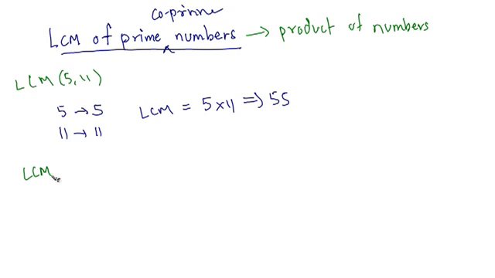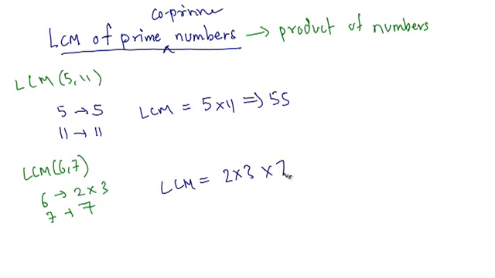To prove this, again let's take a set of co-prime numbers. Let's take the LCM of 6 and 7, which are co-prime numbers. So the prime factors of 6 are 2 and 3, and the prime factor of 7, which is a prime number, is 7. And the LCM here would be equal to the product of prime factors, that is 2 into 3 into 7, with highest powers. So here the highest powers are 1. Now if you simplify this, we get 6 into 7, and these are the numbers themselves.